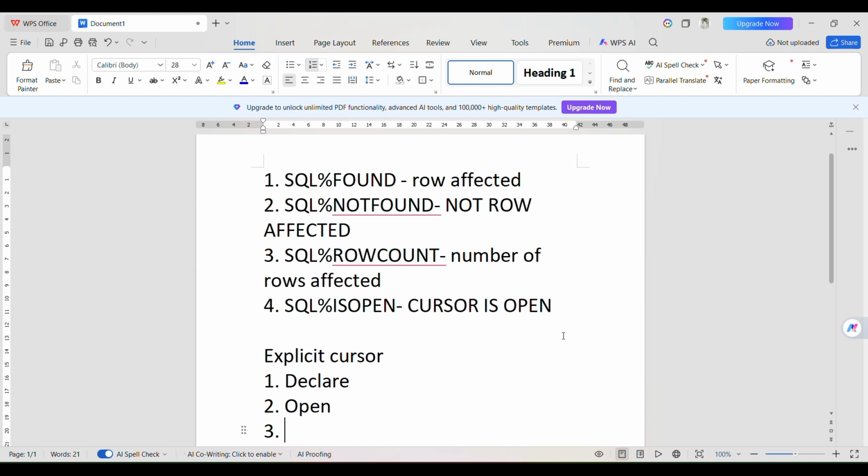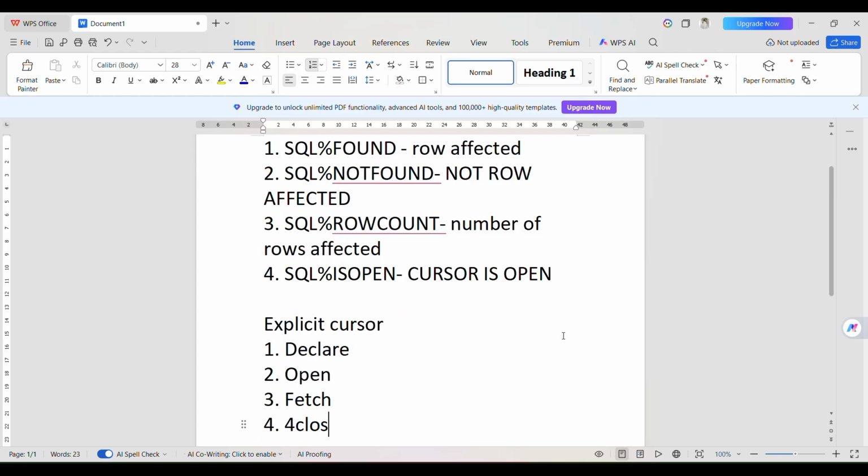Then third one is fetch. Then we fetch the records from the cursor. The records can be processed one by one. Then fourth one is close. Finally we close the cursor after completing the processing. So remember, declare, open, fetch and close. These are the steps the programmer will follow.